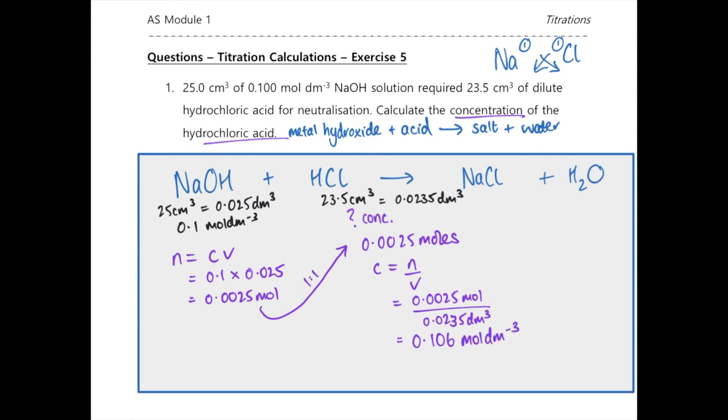So that's the way you want to set out these calculations or something similar. Always starting by working out the number of moles of the thing you've been given two values for, using your equation n equals CV, and bringing that over according to your ratio to the thing you're trying to work out, and then calculating your concentration by C equals n over V. So I'd like you to have a go at questions 2, 3, 4 and 5, and that will finish our work for this lesson.